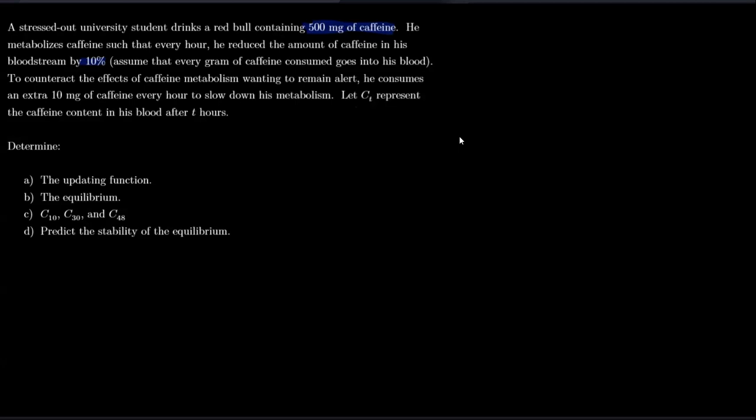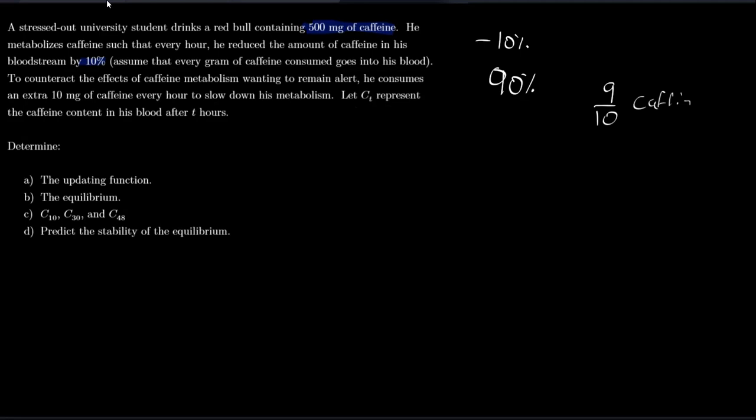Let's do an example. So we have a stressed out university student that drinks a Red Bull containing 500 milligrams of caffeine. He metabolizes caffeine such that every hour he reduces the amount of caffeine in his bloodstream by 10%. So that means that every hour we get a 10% reduction in the caffeine content, which means that we are left with 90%, right? Because if we reduce by 10%, that means that we have 90% left. So every hour, we only have 0.9 or 9/10 of the initial caffeine that we had, because it's a 10% reduction.